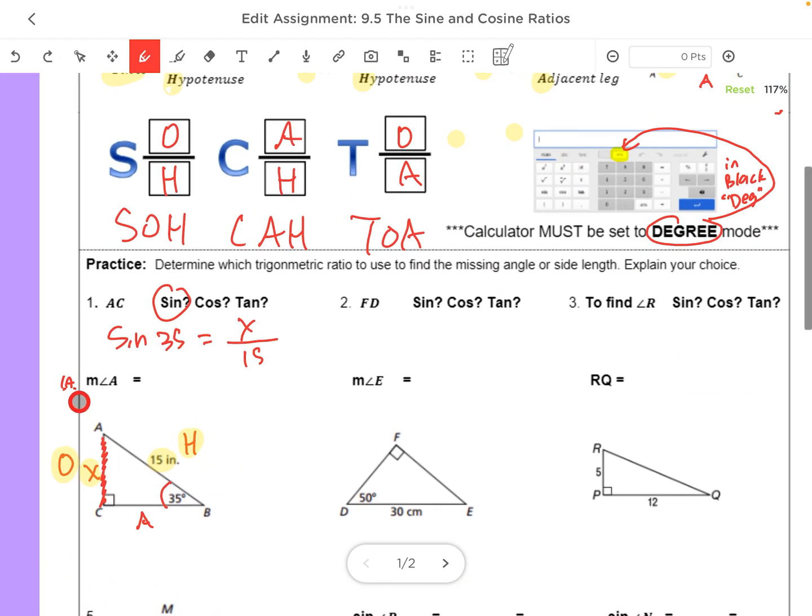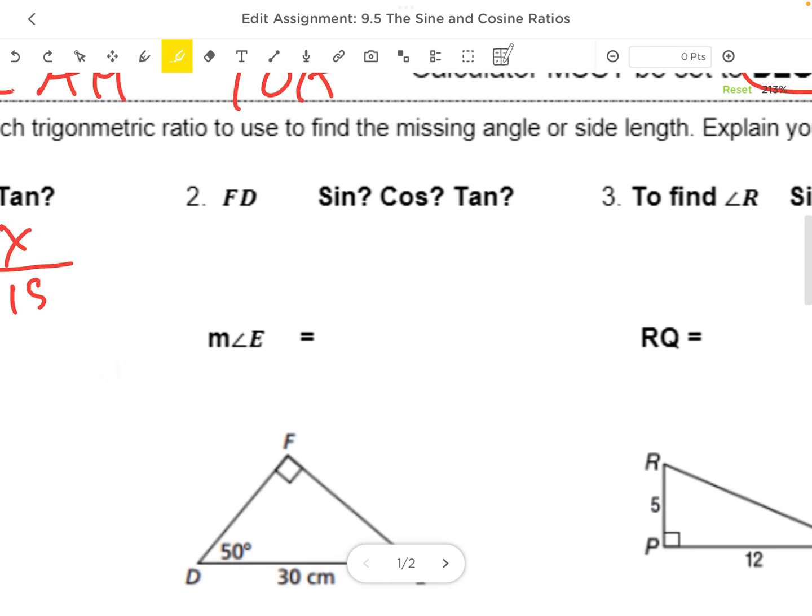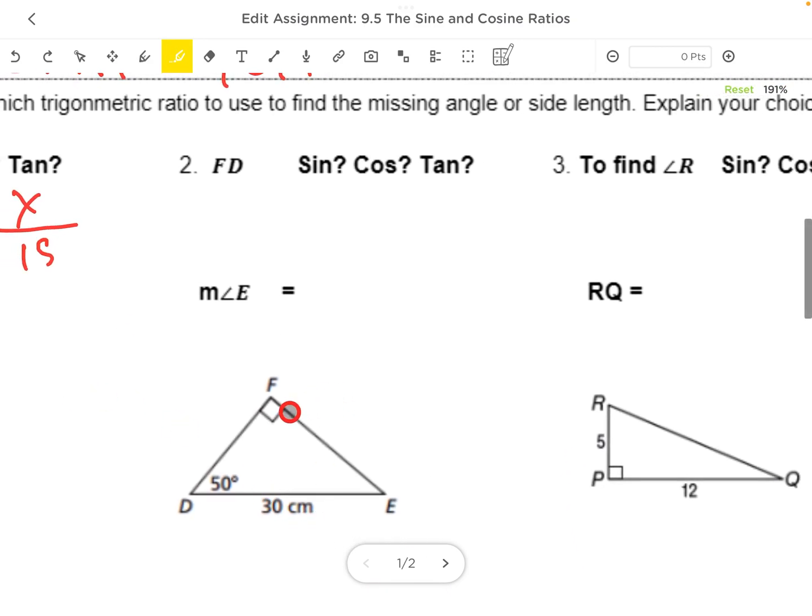We'll come back to these problems afterwards. These are the next level problems. So next, let's look at 2. Take a look at this. See what you think. Is it going to be sine, cosine, or tangent to find FD?